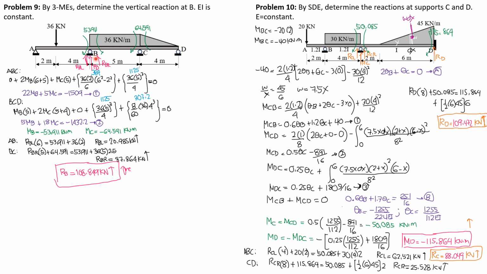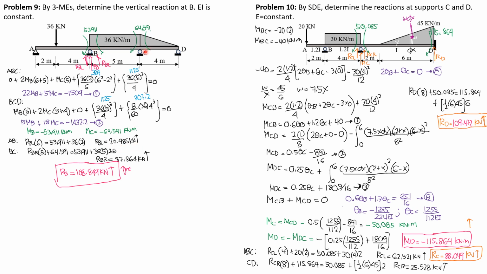So we can now compute RB left, considering AB summation of moment about A equals 0, assuming RB left and RB right are upward. So RB left times 6 equals 53.911 plus 36 times 2. So that's the equation. So RB left is 20.985 positive, so it is upward.